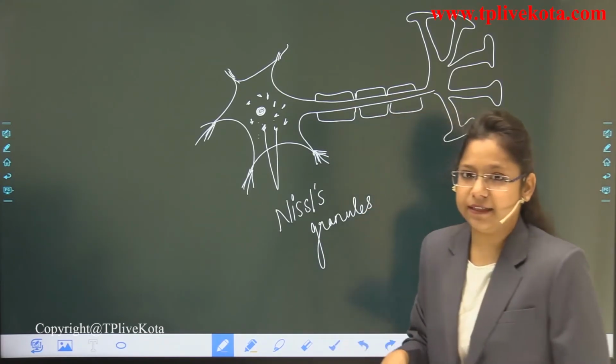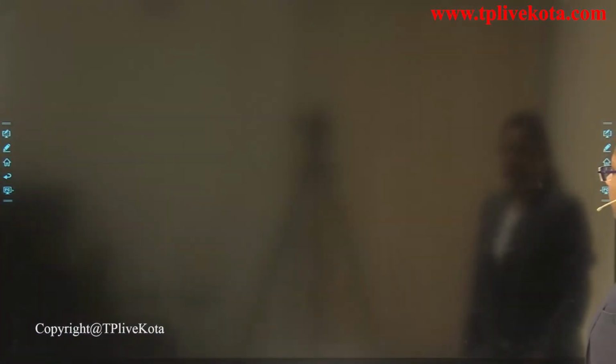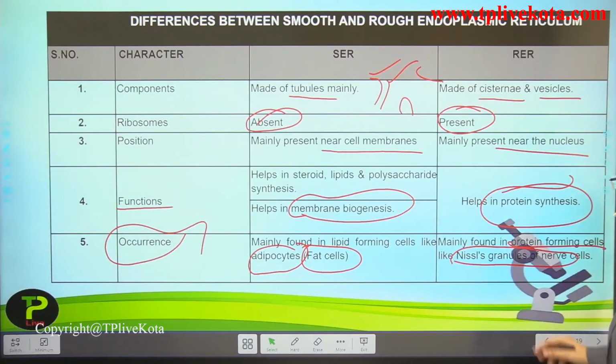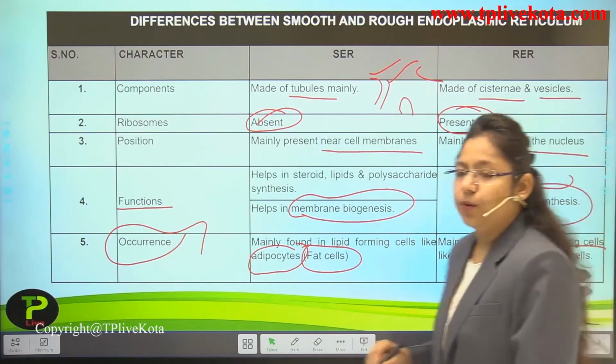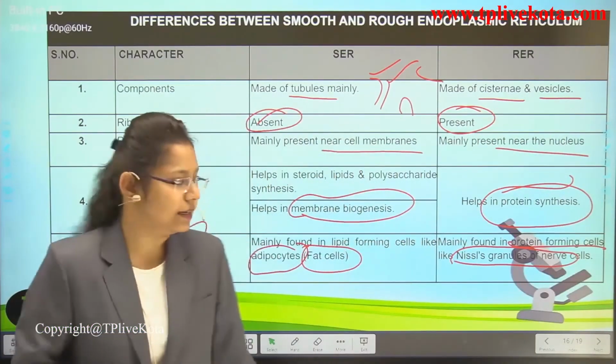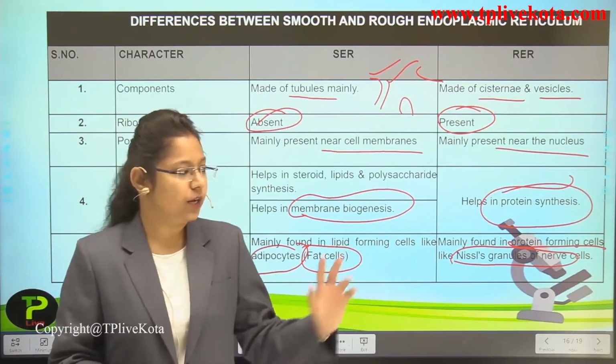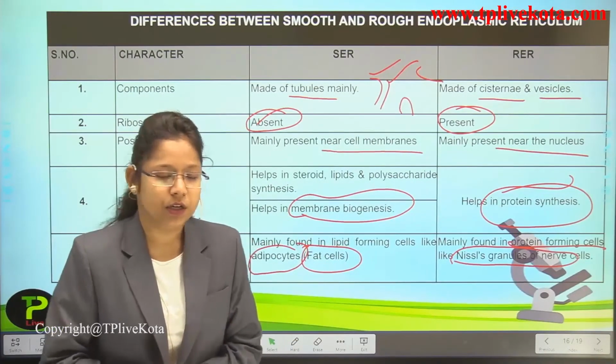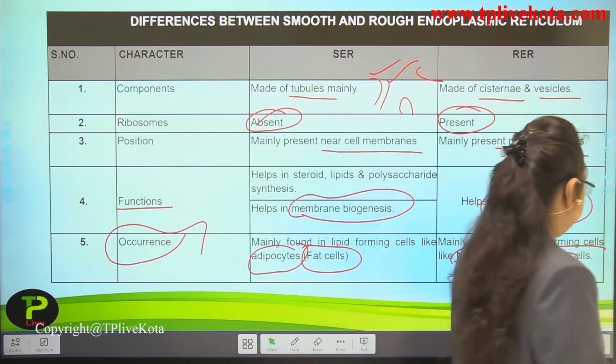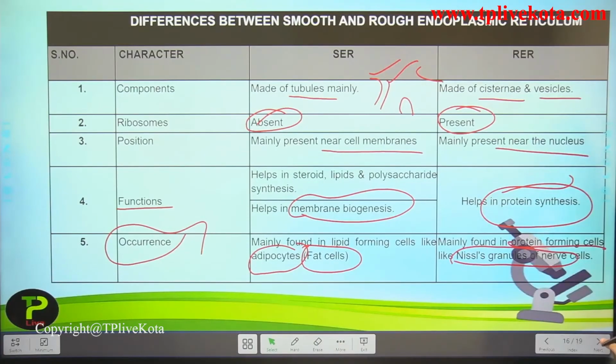Didn't you understand this thing? Okay. Now you can see here it is used for the formation of protein inside the Nissl's granules of the nerve cell. Now we are over with the difference between the two. Okay. Now next slide.